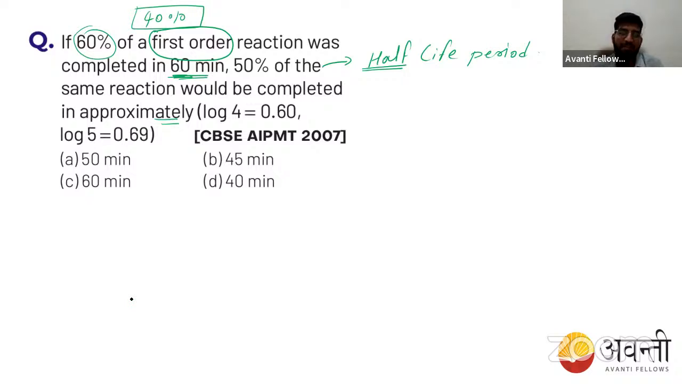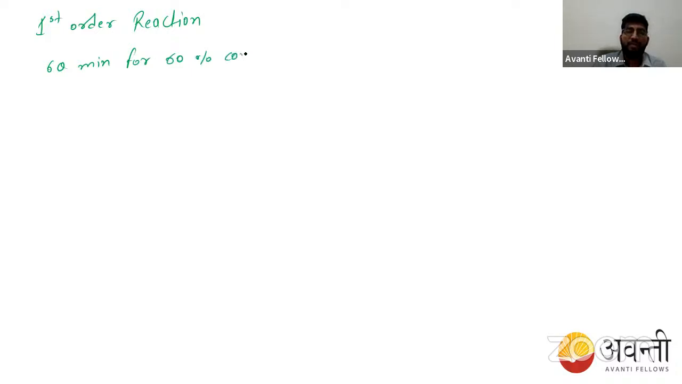Okay, so let's discuss the question. What are the initial things given? First, a very important thing: it is a first order reaction. Another important thing is 60 minutes for 60% completion. So these are the initial things they have given us.